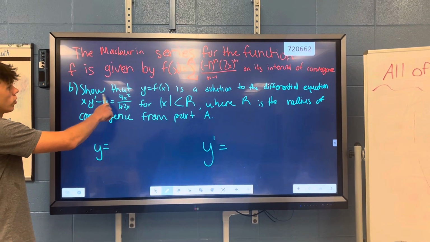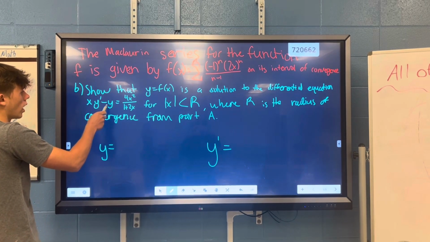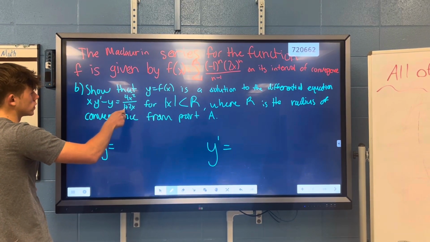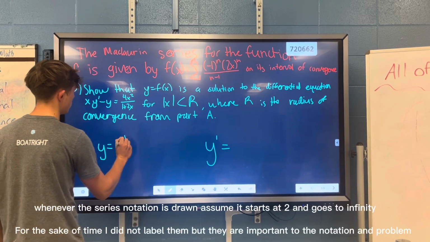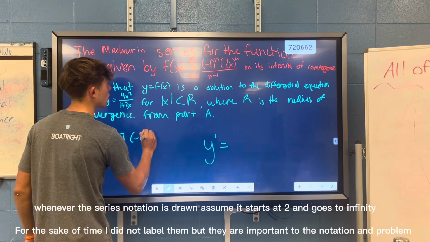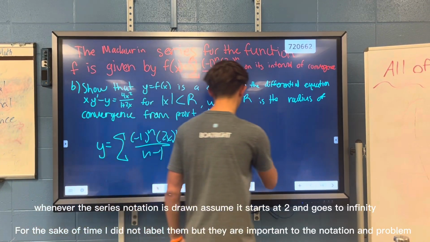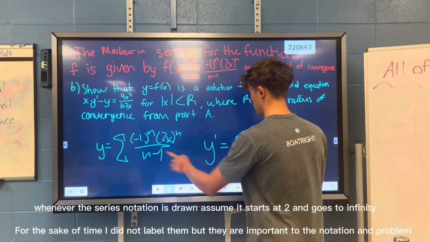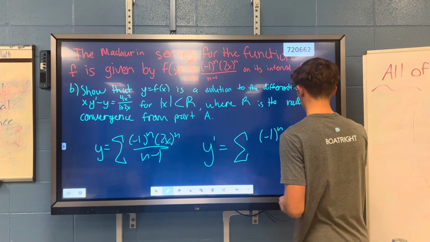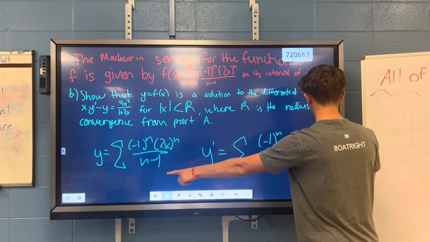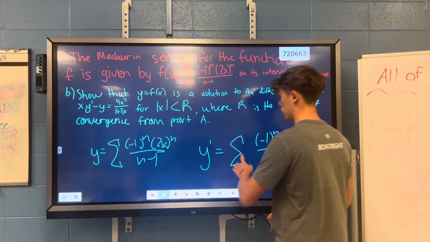B reads, show that y equals f of x is a solution to the differential equation x times y prime minus y equals 4x squared over 1 plus 2x for the interval of convergence found in part A. So your y is your original summation. And then your derivative with respect to x is going to be this function, but you're going to multiply the power times the function, so that n times 2x, and then subtract 1 from the power, to n minus 1. So now you have the two parts.